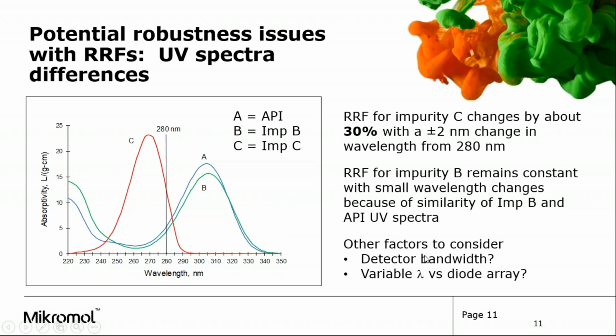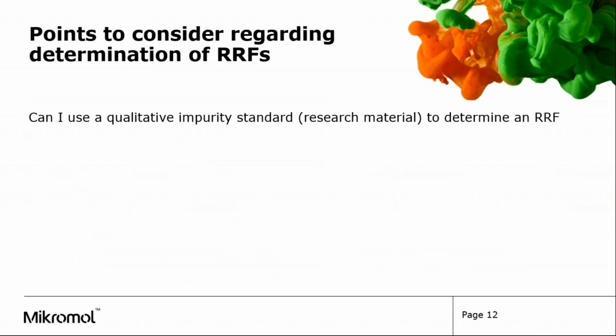Other robustness issues that one should consider are whether the detector bandwidth might cause problems with the consistency of an RRF, or whether it makes a difference if you're using a variable wavelength versus a diode array type of UV detector. Having said that about robustness, back to determination of RRFs, and a question that's often encountered: can I use a qualitative impurity standard or sample, often something from a research lab or research catalog, to determine an RRF? Basically the answer is you can, but you need to think twice about how you're going about doing this, because there can be an impact.